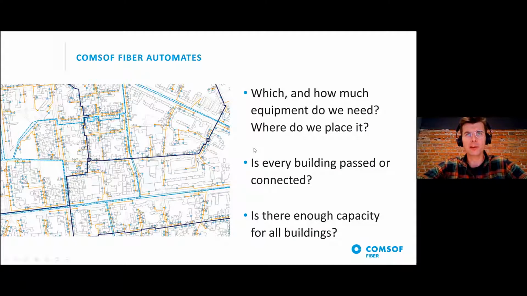When designing a fiber network, you need to decide which equipment you need and where you want to locate it. You need to decide which type of cabinet you want to place, which cables and ducts you need to connect all of the homes, and how you want to route these cables in the most cost-effective way. You need to make sure that every building or antenna location in your area is covered using a fiber connection and that everything is connected back to a central office. Now, I'm going to show you how you can do that using Comsof Fiber.